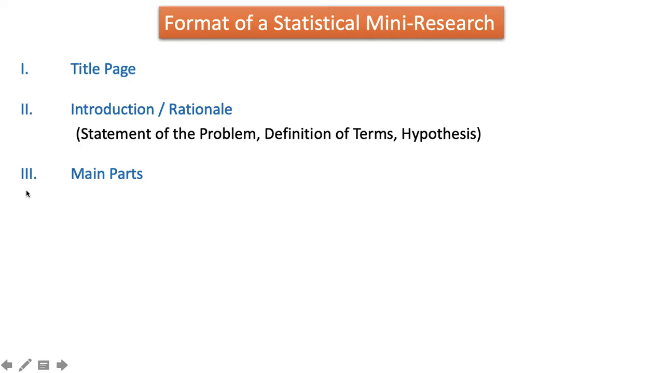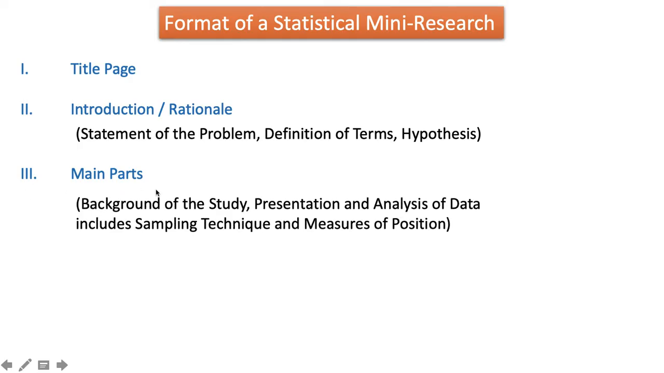Then for chapter 3, this is where you're going to write the main parts of your statistical mini research. So the background of the study, the presentation, and analysis of the data. Okay, so you're going to write here, including the sampling technique that you have used and the measures of position that you have decided to use.